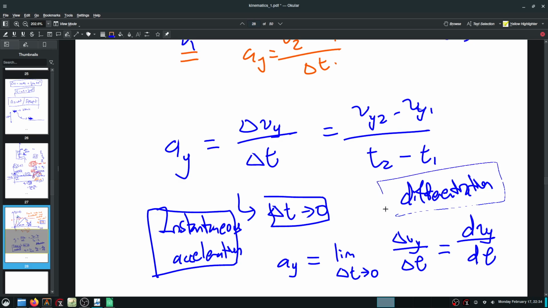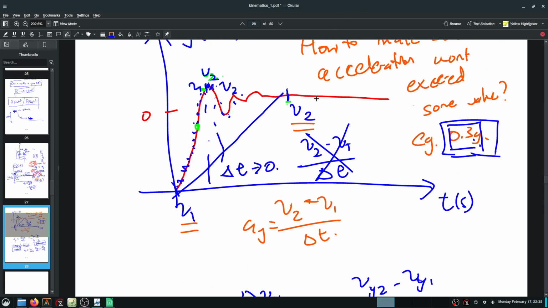Okay, it's called differentiation. Basically, it's just a very fancy way of saying I'm finding the gradient at one specific point. So if I find a gradient here, I will take this v here, just a little bit adjacent to it, and I'll take the delta t, and I'll, of course, shift the points closer and closer.